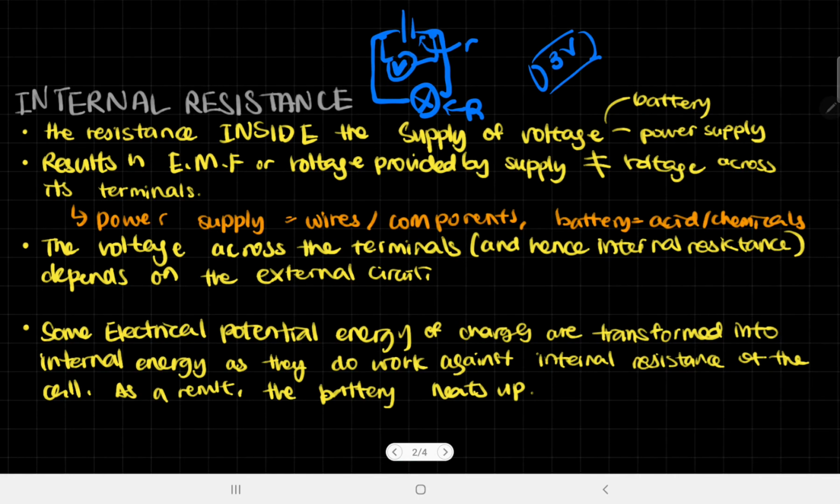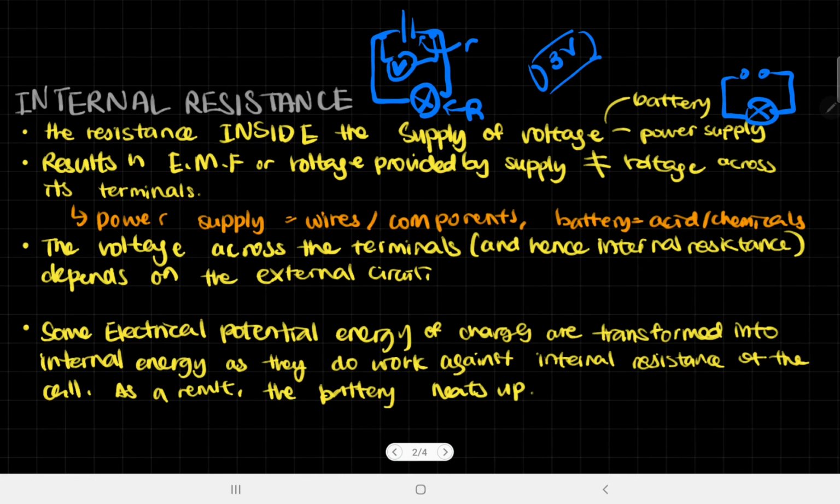So it doesn't only have to be a battery or a cell, it could also be a power supply in which the circuit might look a little bit like this. In any case, there's always going to be a bit of resistance within these suppliers of voltages. So it results in the EMF or the voltage provided by the supply not equaling the voltage across its terminals. So the power supply, which is like this, if this was used to basically supply your voltage, there might be some resistance in the wires or the components of the power supply.